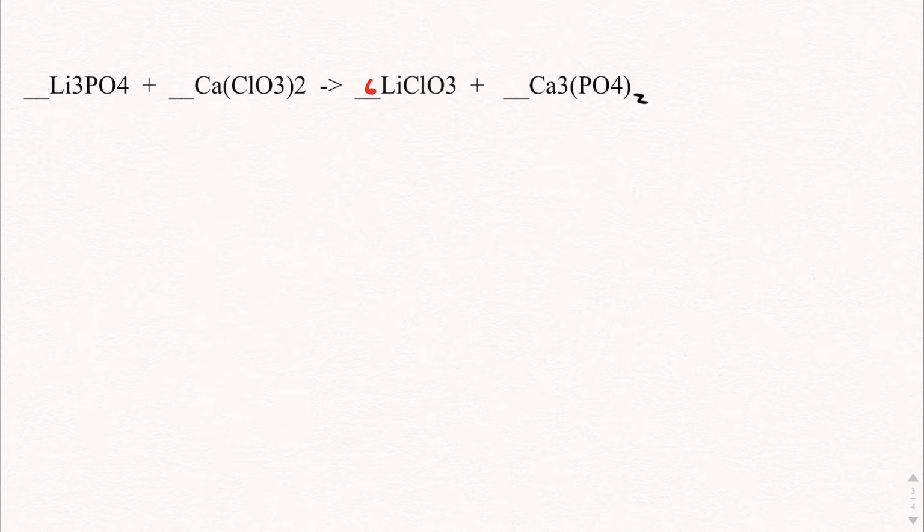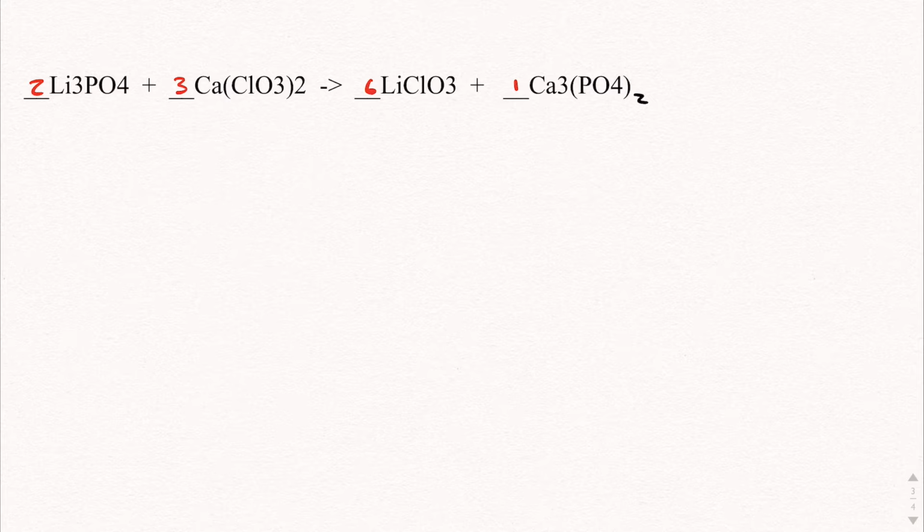We would need a 2 here. We now have 2 PO4s. Now we have 6 Lis. And now we can balance our last one. This one looks good. We can take a 3 here. 3 times 2 is 6. We have 6 ClO3s. And we'll have 3 Cas, 3 calciums.